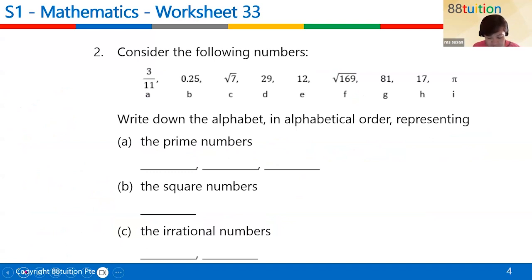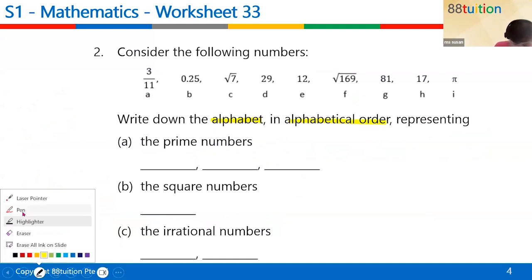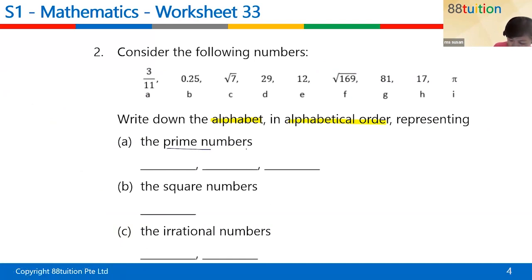Consider the following numbers. Write down the alphabet. They want it to be alphabet, and it's in order, representing the first prime numbers. So here the prime numbers will be numbers that can be divided by 1 or also itself. All right. So which one is an odd number from here? Very easy to tell. What is the odd number here?